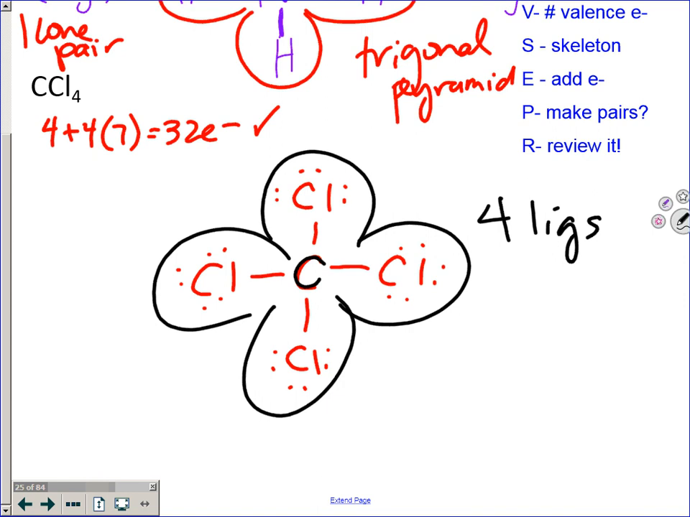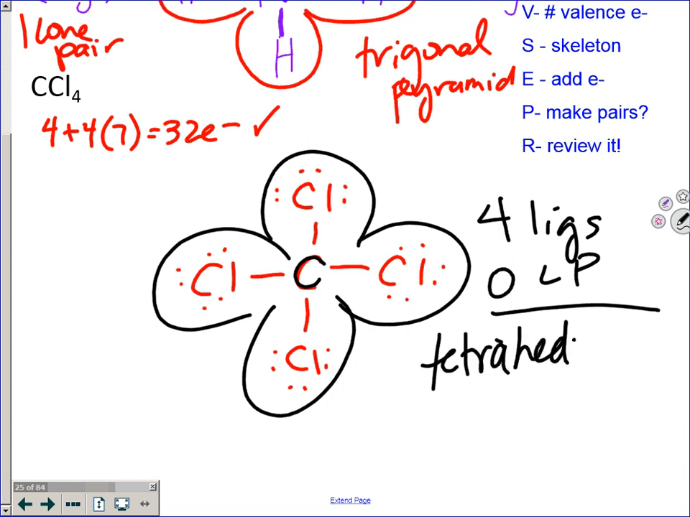Who wants to tell me how many lone pairs there are on the carbon? Ramina? 0 lone pairs on the carbon. So 0 lone pairs on carbon. Everybody, look at the shape. Tetrahedral. Like a tetrahedron from geometry. That's what it's resembling. Now, build it. Carbon is black. Chlorines are green.